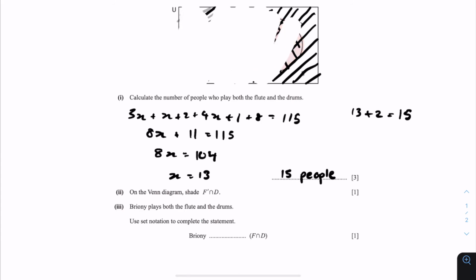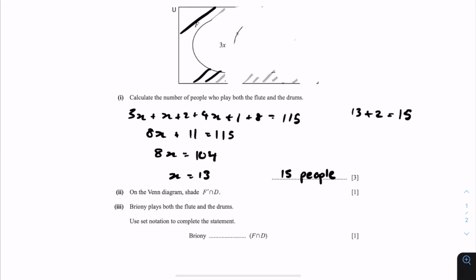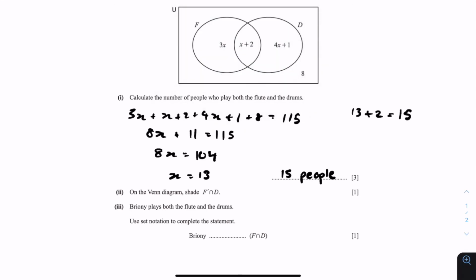Now we can reshade this. I'm going to use a color because colors are easier to visualize, and it also doesn't remove the 4x plus 1. Okay, it's really bad coloring, but yeah, it's this region here. Okay, I'm not an artist, sorry.